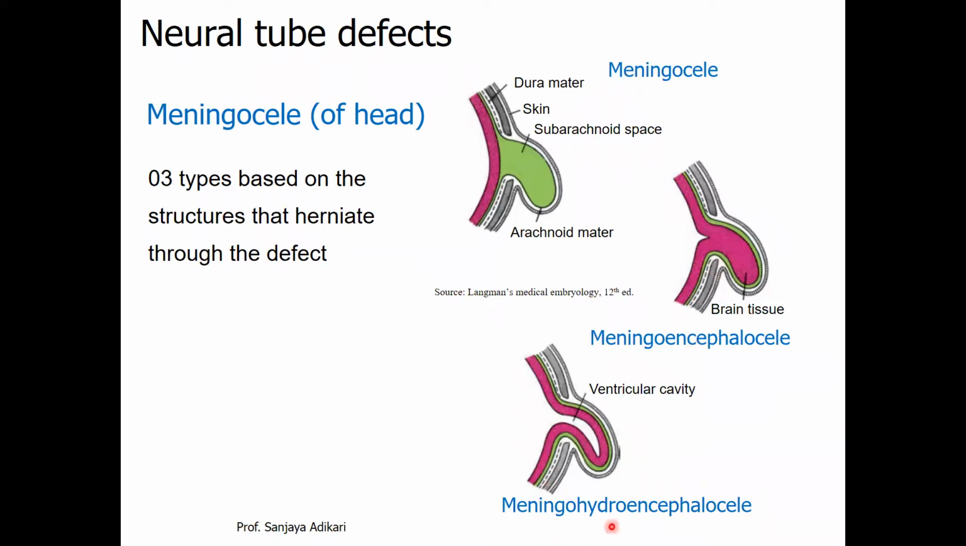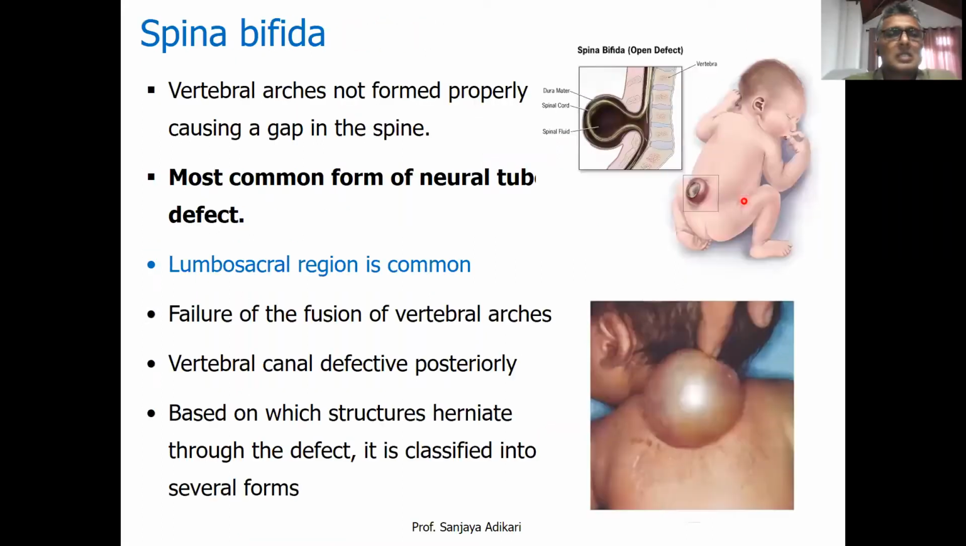Encephalon means the brain, hydro means the ventricular cavities. Okay, but have a rough idea. Not a very extensive knowledge about all these terms. Then this concept of spina bifida, which you need to know some aspects of it.